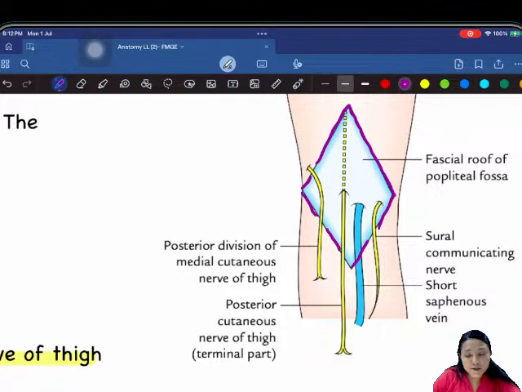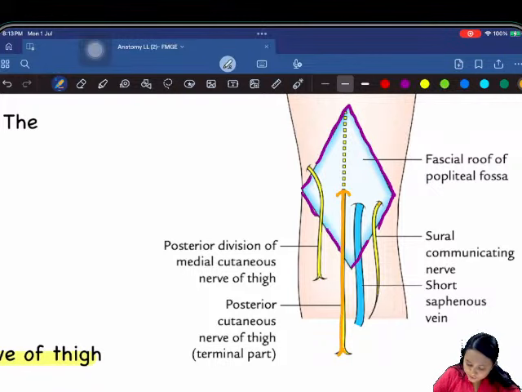Now these are the cutaneous nerves, which are in the superficial fascia. These are in the roof, not just now we have discussed about a tibial and a common peroneal nerve. Those are the contents of the popliteal fossa, and these cutaneous nerves are present in the roof of the popliteal fossa. So you can see a nerve coming here, it is piercing the roof, and this nerve is the posterior cutaneous nerve of thigh, the terminal part.